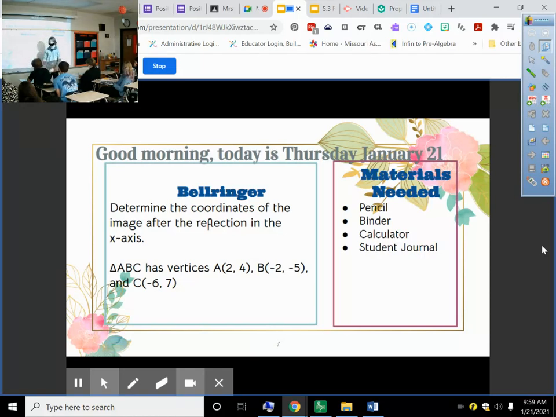Thank you. Ellie, tell us, do you agree or disagree with that answer? Yeah, perfect. So that is the correct answer. All you do is change the sign of the y coordinates to -4, -2, 5, and -6, -7. Awesome. What questions do you have for me?